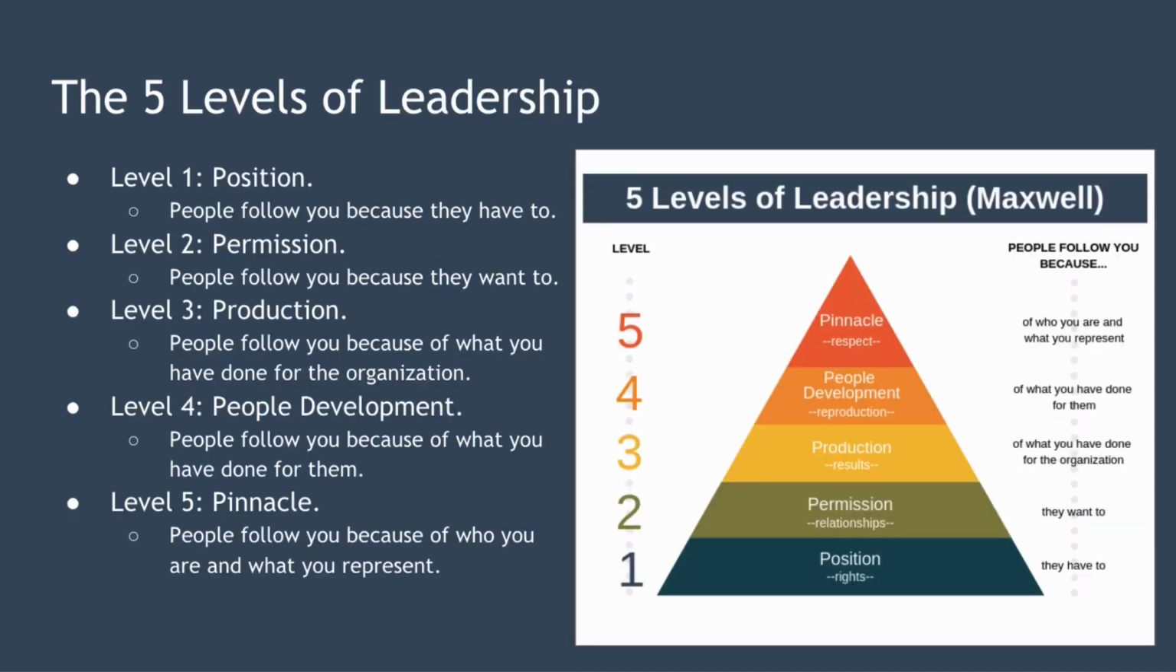Okay, so let's jump in and look briefly at each of the 5 levels and what they mean before we dive in and look at each in some more detail. So first we have level 1, position. At this position, people follow you because they have to. At level 2, people follow you because they want to. And at level 3, production, people follow you because of what you've done for the organization. At level 4, people development, people follow you because of what you've done for them. And finally, the top level, the pinnacle, people follow you because of who you are and what you represent.